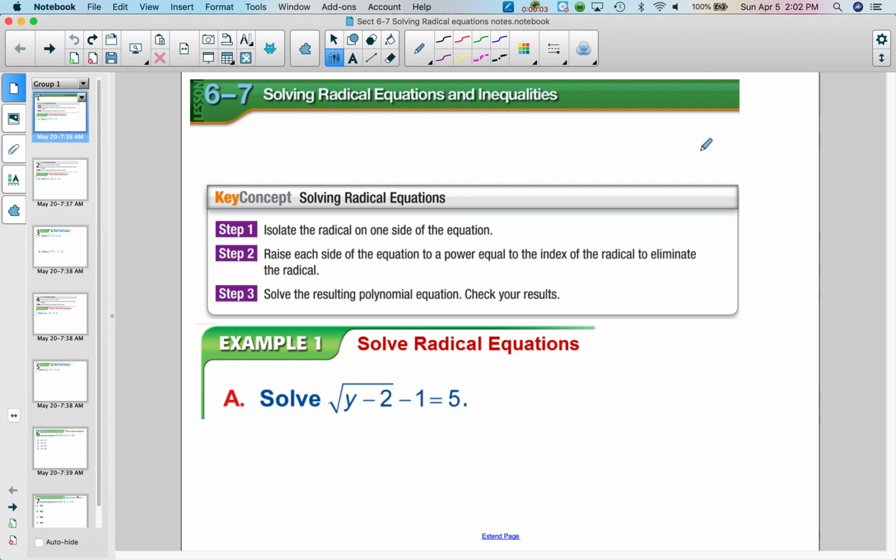Okay, today we are covering section 6-7 on solving radical equations and inequalities. I'm thinking we're not doing the inequalities, just the radical equations.